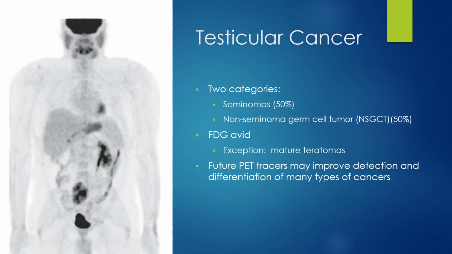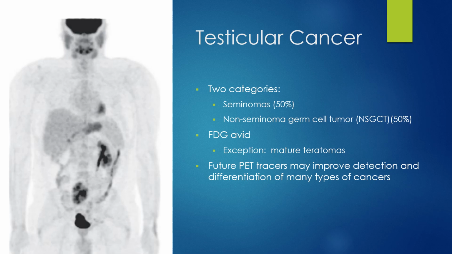This is an example of testicular cancer. There are two categories here, non-seminoma germ cells and seminomas. Both are FDG avid. The exception is mature teratomas. Those are not FDG avid. They're more amino acid, I believe. But future PET tracers may improve the detection and differentiation of many of these types of cancers.